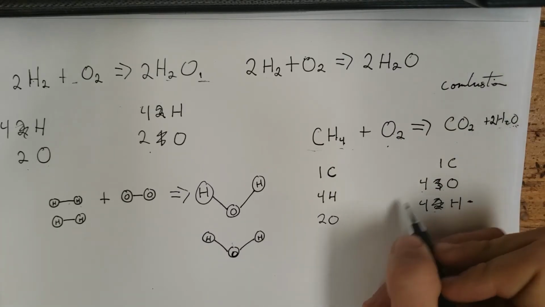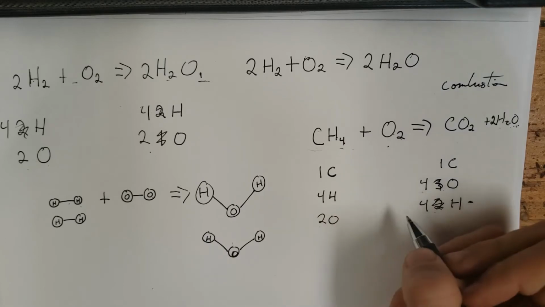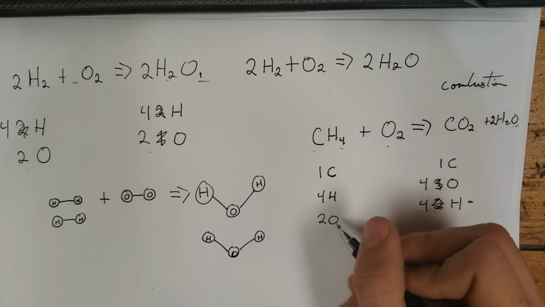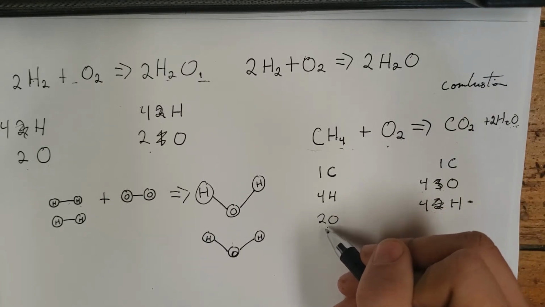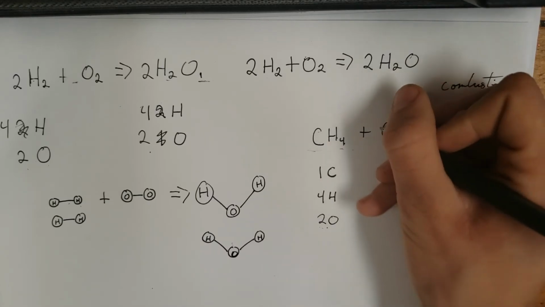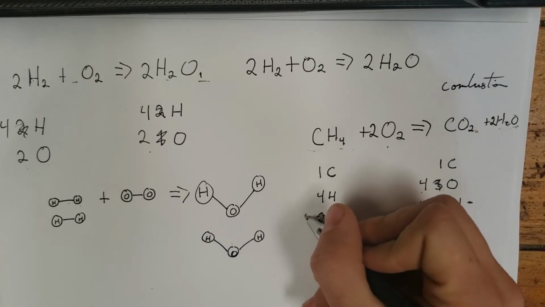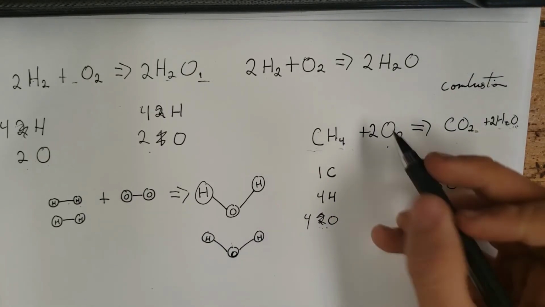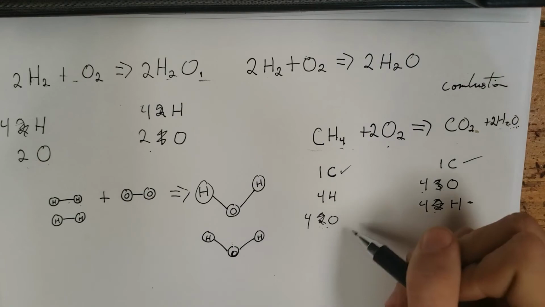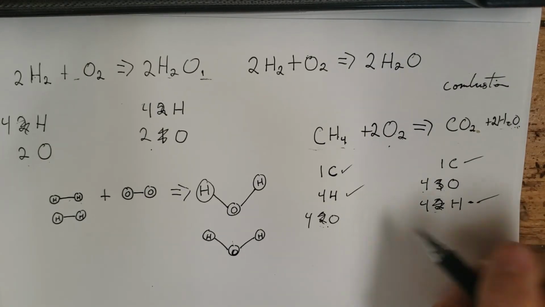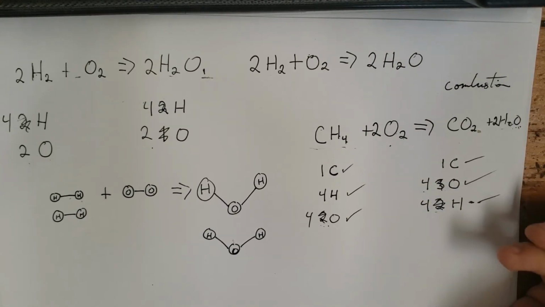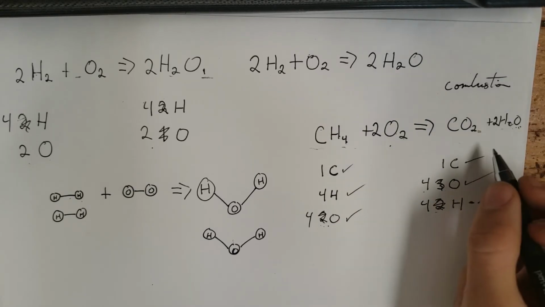And it shows here, since we have 4 on the right side and 2 on the left side, that we're going to need 2 more oxygens on the left side, so that way we can equal that 4. So we're going to go ahead and draw another oxygen molecule as well. And that brings us to 4. So now we have 1 carbon on each side, 4 hydrogens on each side, and 4 oxygens on each side. So this is now balanced.